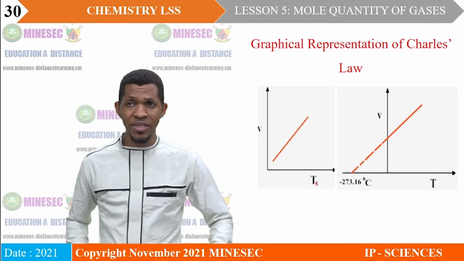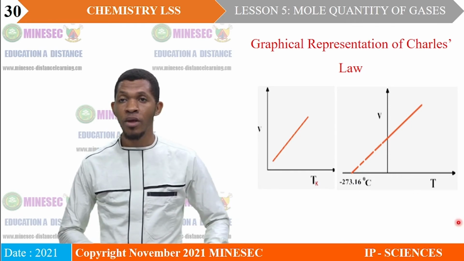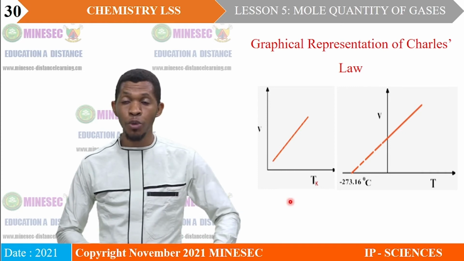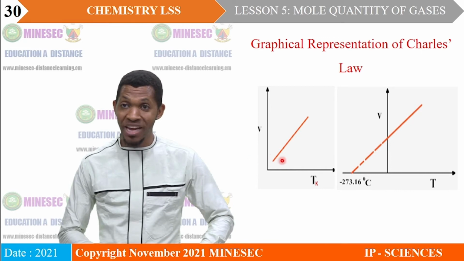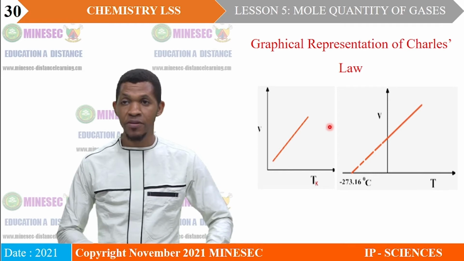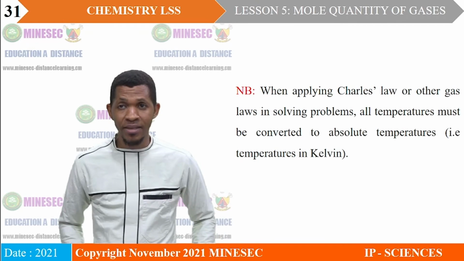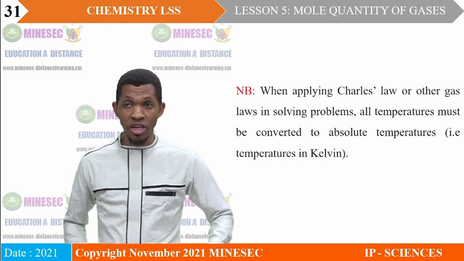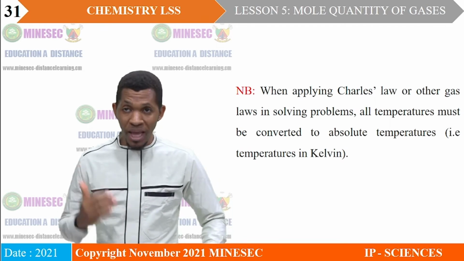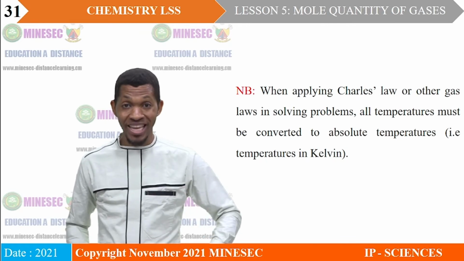Charles' Law can be represented graphically using the graphs on the board. The first graph is a graph of volume versus absolute temperature. Notice clearly that when volume increases at constant pressure, the temperature also increases. It's important to note that when applying Charles' law or other gas laws in solving problems, all temperatures must be converted to absolute temperatures, that is, temperatures in Kelvin.